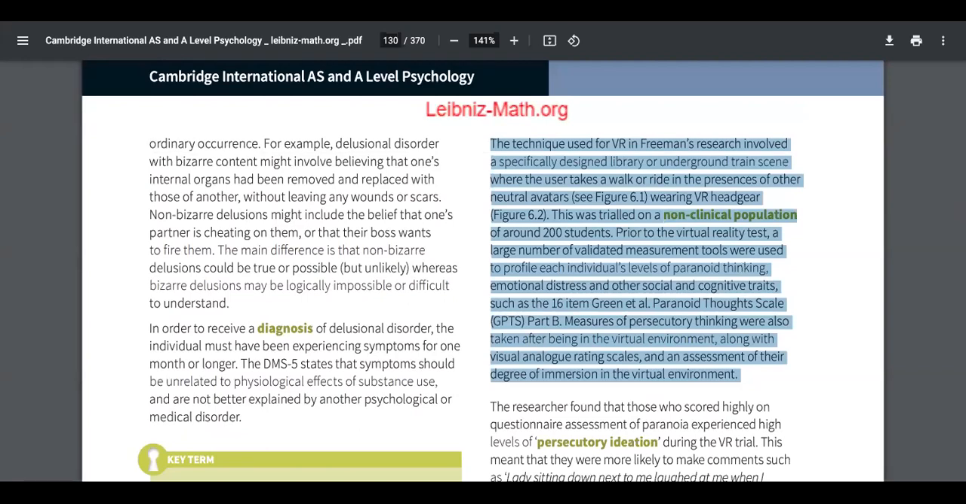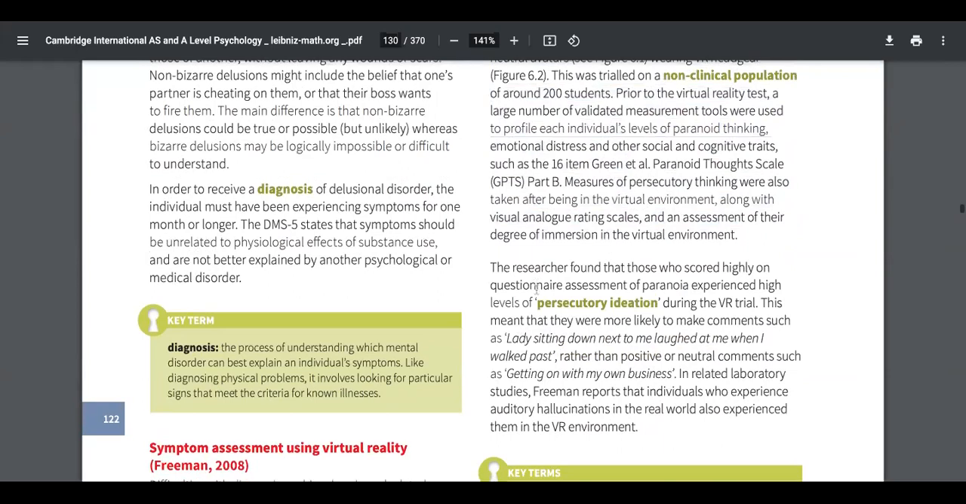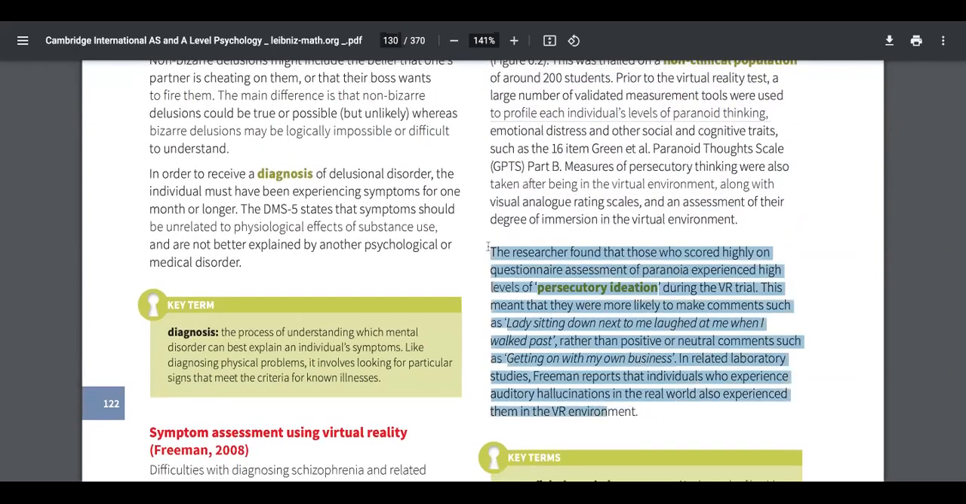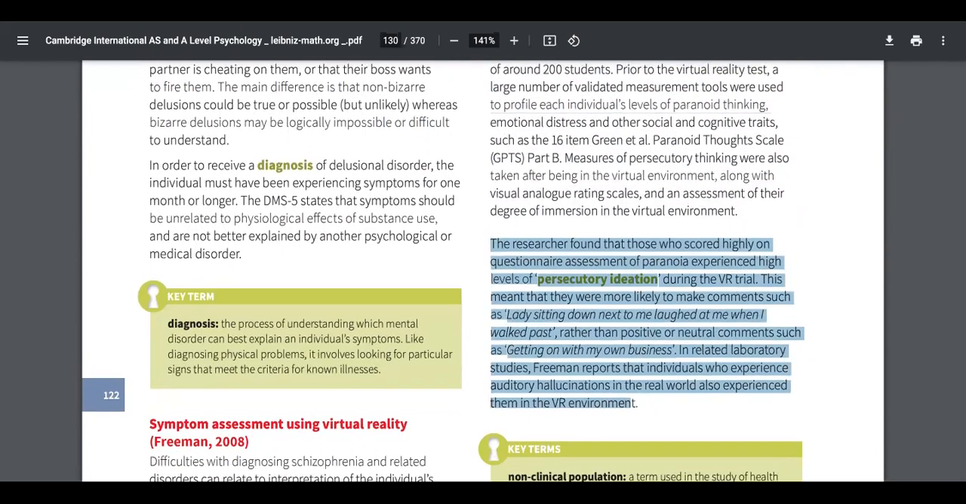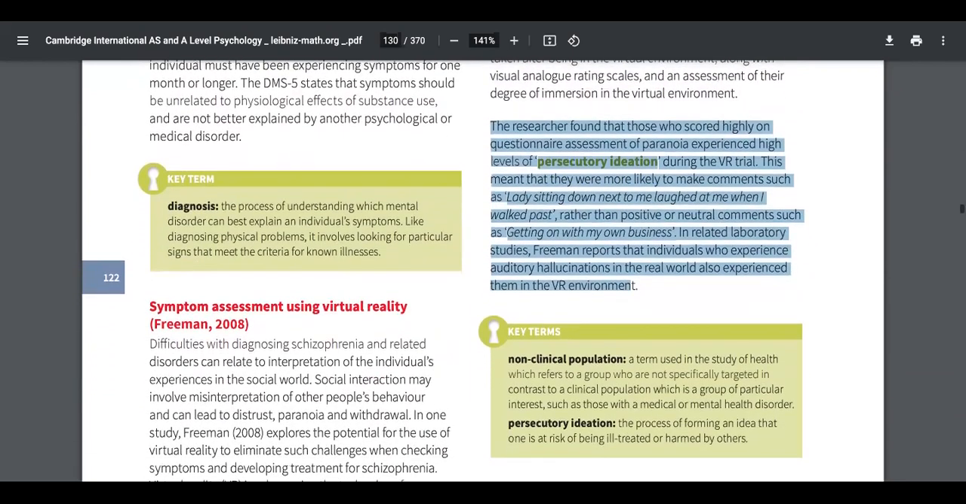Amazing. Okay, now we're just going to look at the results. So the last paragraph over here: the researcher found that those who scored highly on the questionnaire assessment of paranoia experienced high levels of persecutory ideation. So if their paranoia scores were high, then their persecutory ideation was high. And persecutory ideation is basically the assumption that someone is going to harm me or ill treat me or spy on me, just a negative perception.